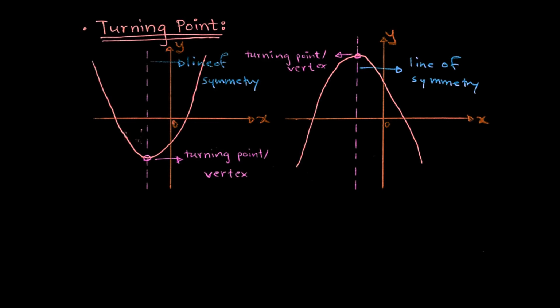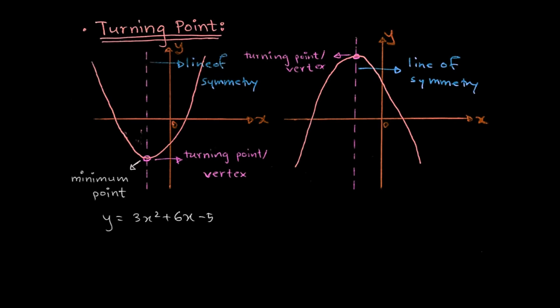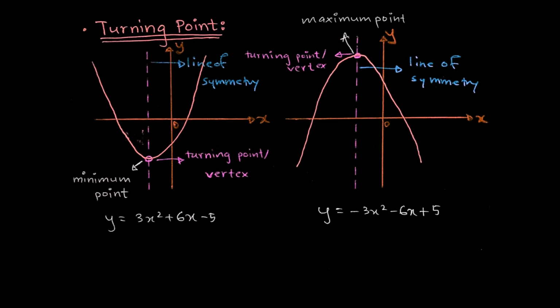Well, before showing you how to find the turning point, let me tell you something. A quadratic curve can be of two types. One type is where the curve has a minimum point, where the coefficient of x² is positive. This is where the curve looks like a smiley face, a happy face. And the other is where the curve has a maximum point, where the coefficient of x² is negative. This is where the curve looks like a sad face, basically.